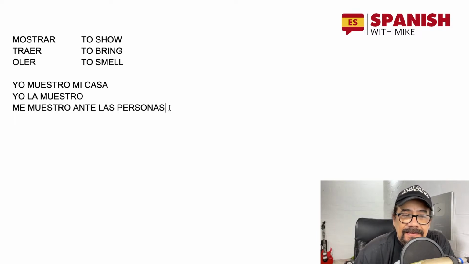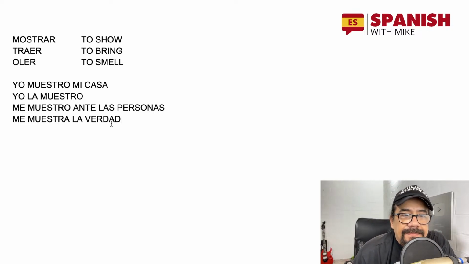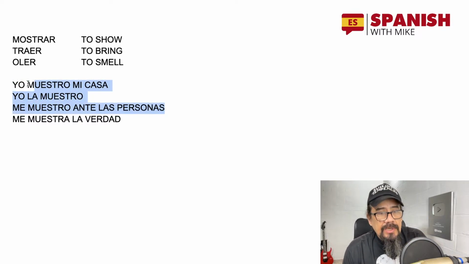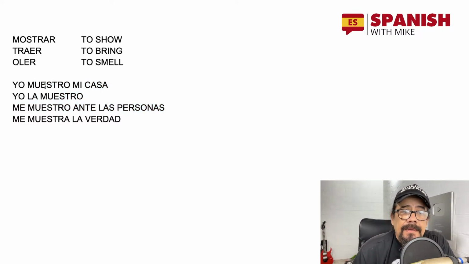Interesting, right? And me muestra la verdad. I have the 4 ways of conjugating the verb according to what I just said in the beginning. In these 3 first ways, I use the same conjugation. I'm talking about I in the 3 different sentences. The subject, which is performing the action of showing, demostrar, it's me, I, yo.